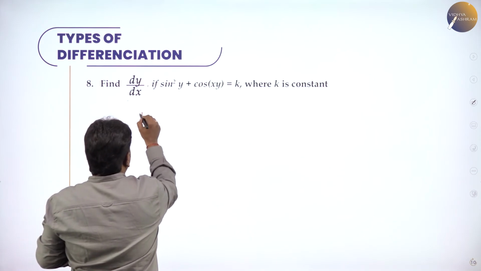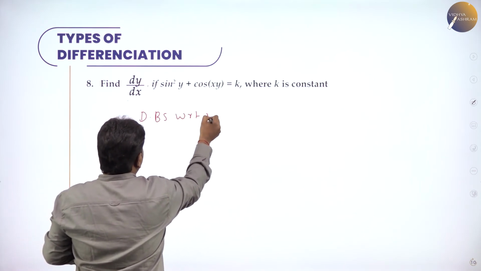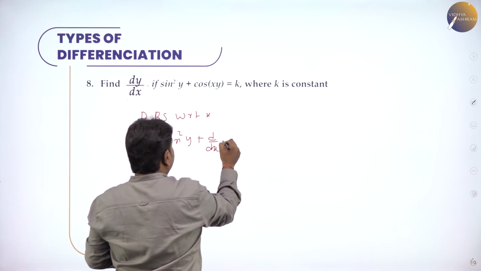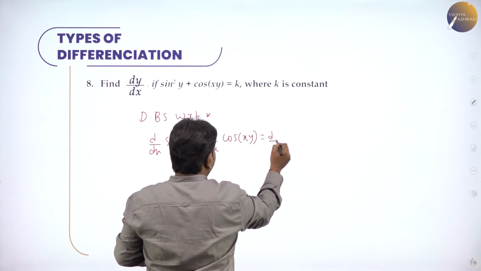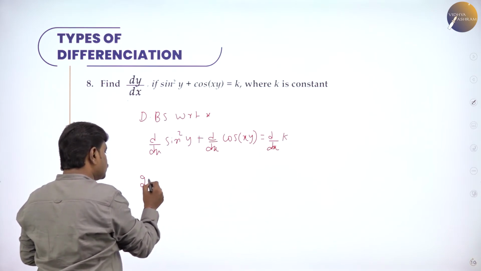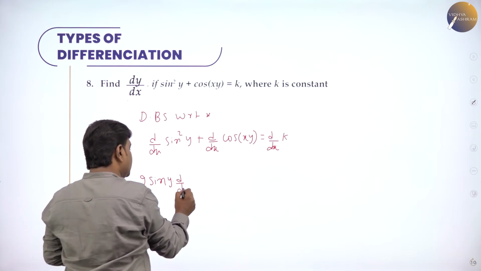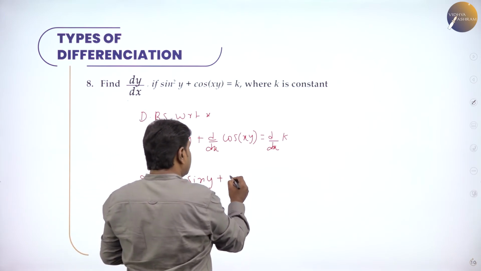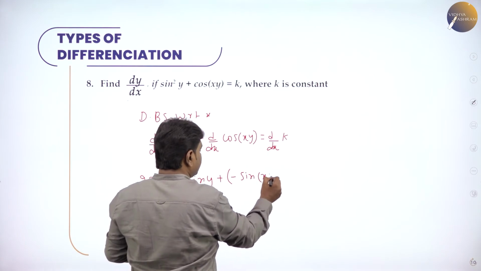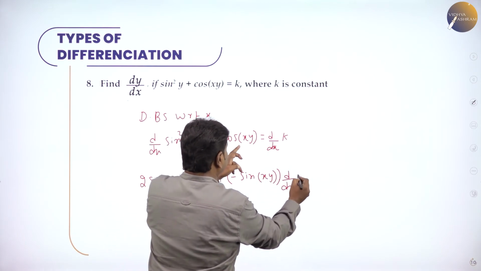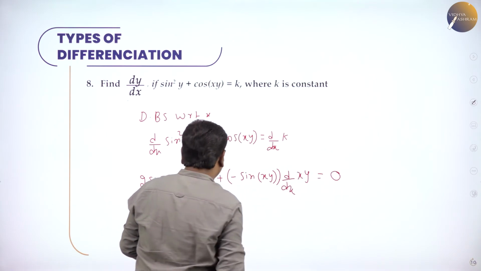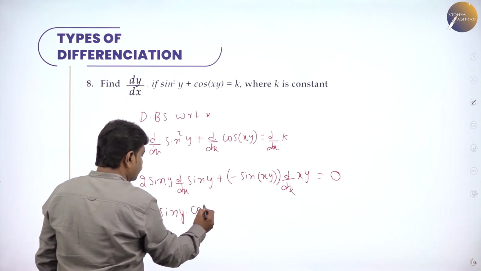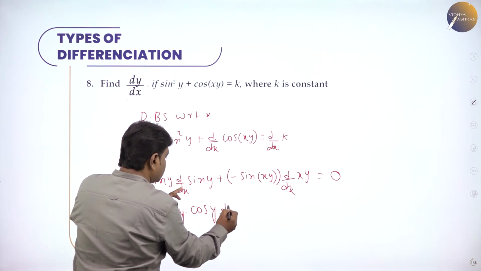So differentiate both sides with respect to x. It becomes d by dx of sin square y plus d by dx of cos xy is equal to d by dx of K. You know the derivative of sin square y is 2 sin y into d by dx of the internal function, sin y, chain rule. The derivative of cos is minus sin, so cos of xy becomes minus sin of xy into d by dx of the internal function, xy. The derivative of a constant is 0. Then this becomes 2 sin y into the derivative of sin y, which is cos y, into d by dx of the internal function, y. Don't forget this.